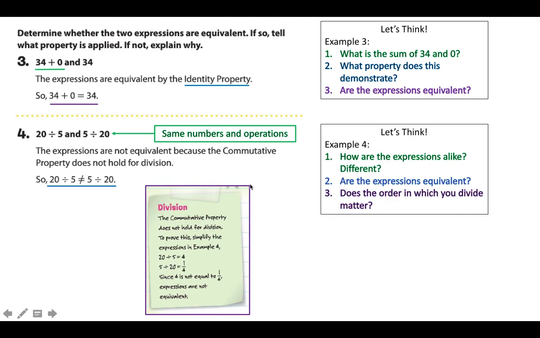So let's determine if those expressions are equivalent. Well, the commutative property does not hold for division. To prove this, we simplify the expressions in example 4. 20 divided by 5 is equal to 4, but 5 divided by 20 gives us 1/4. And because those two numbers are different, they are not equivalent to each other. Does order matter when you divide? Yes, it does. Because when we divide, we get different answers when we switch the numbers. Order does matter with division, and it also matters with subtraction.